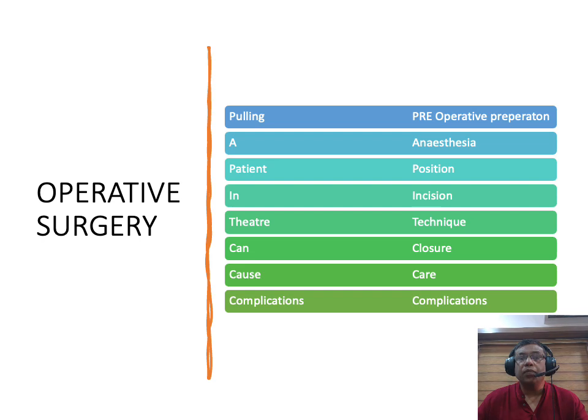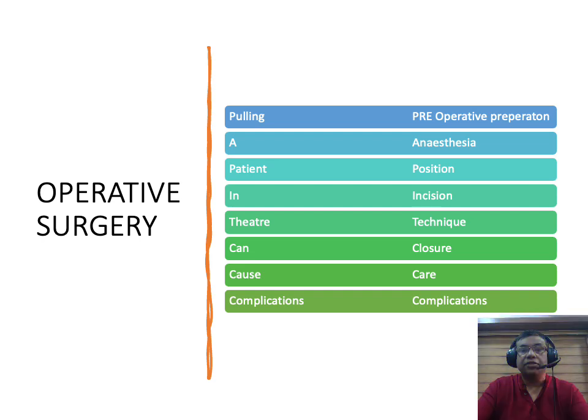Here, P means preoperative preparation. A is anesthesia. P is the position of the patient for surgery. I is the incisions made. T is the technique. C is the closure. And the other two C's are the care and the post-operative complications. So if you can describe any surgery in that fashion, that will have an impact on your presentation to the examiner. So always be aware that you should be systematic in your answers.